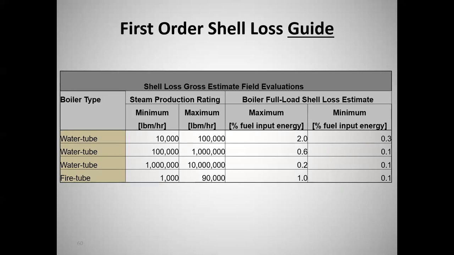And the fire tube, the small one might be down to 1,000. And I changed this number. The presentation that I emailed out had 40,000 in there, but I know of 2,500 horsepower boilers, which is like 86,000 pounds an hour. So someplace around 90,000 is probably the largest that you're going to find. And so that range would be like from 1% down to 0.1%, something like that. Just to give you an idea of what is kind of possible or what you should expect.